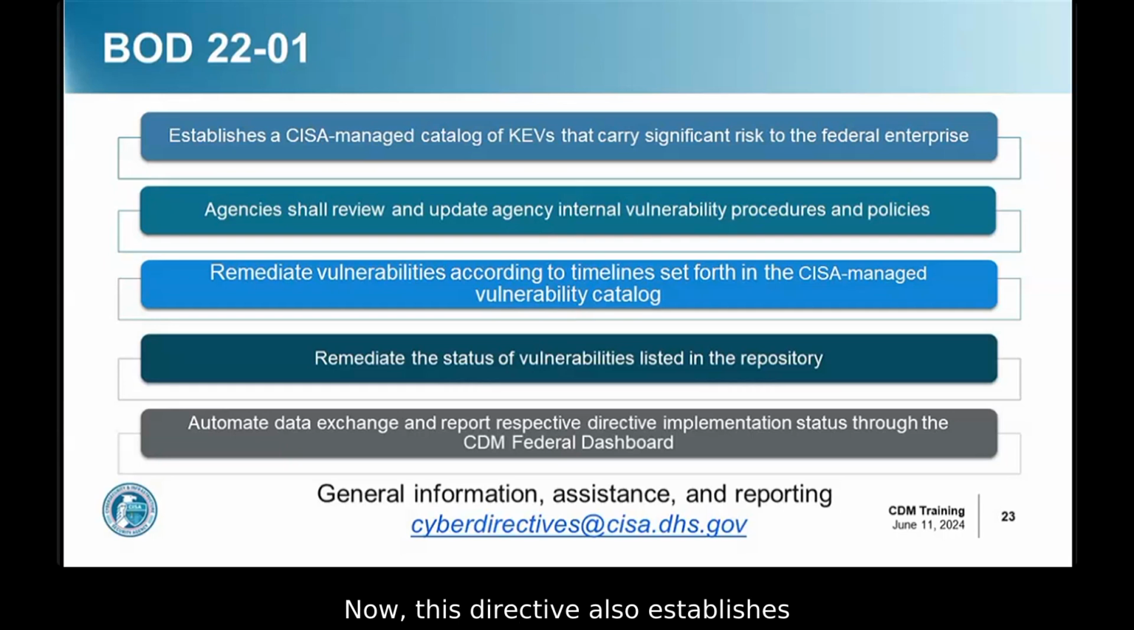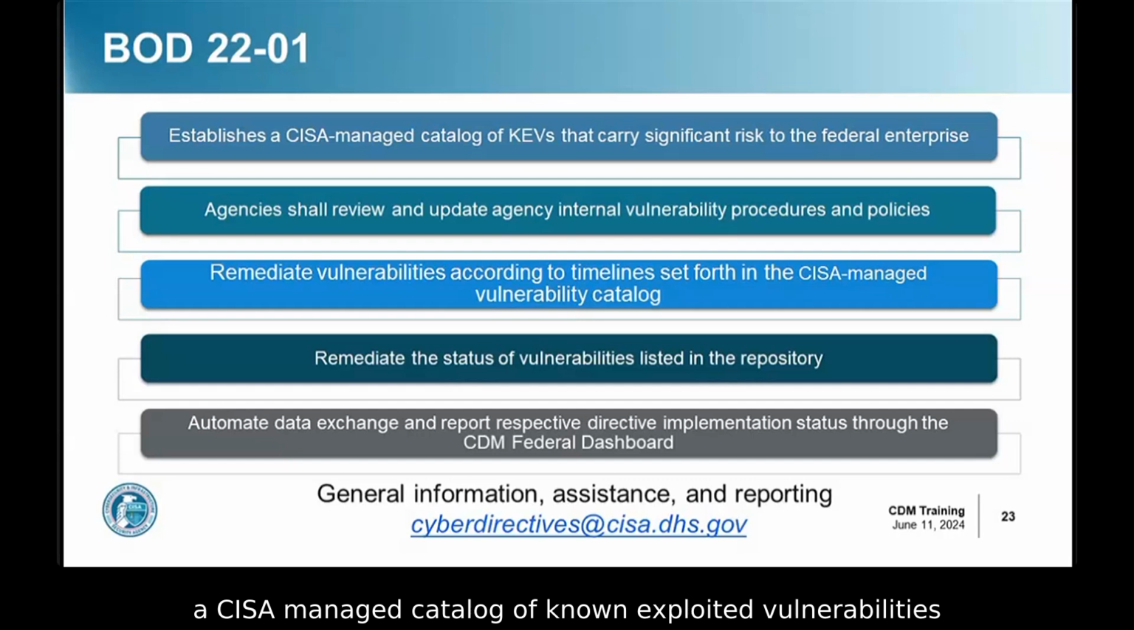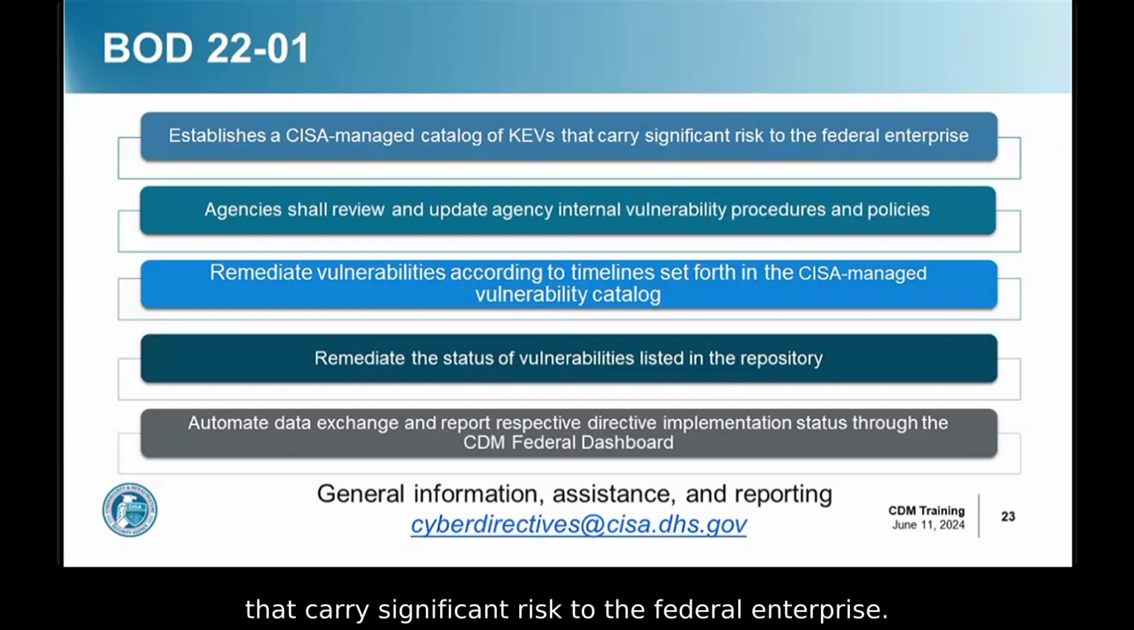This directive also established a CISA-managed catalog of known exploited vulnerabilities that carry significant risk to the federal enterprise. CISA adds KEVs to the catalog when there's a clear action for the affected organization to take. There are three thresholds for KEV catalog updates, and I'm going to go through those here.